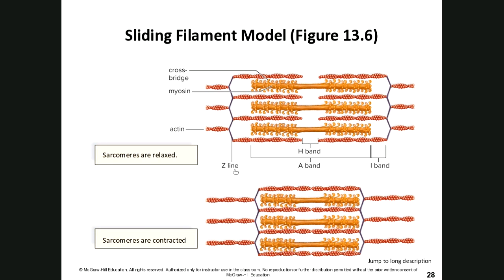And then Z lines are easy because they look like zigzags. So when the muscle is ready to contract, so this is a relaxing sarcomere, when it's ready to contract, these little globular heads of the myosin will connect to the actin and pull it in towards the center. So notice how the sarcomere has shortened effectively as a result of the pulling in of the thin filaments towards the center.